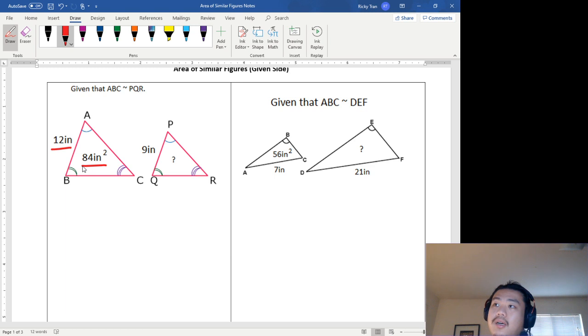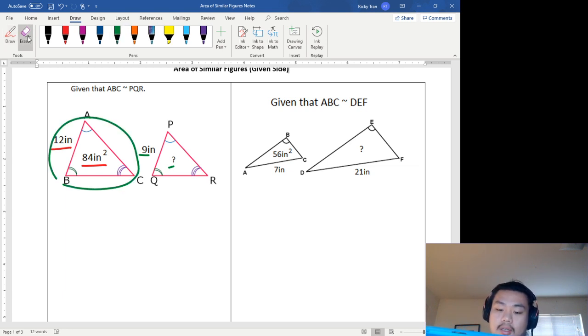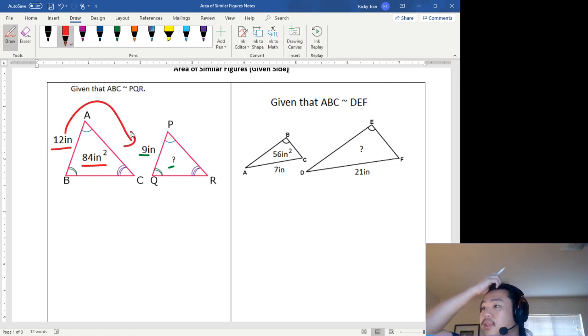And 9 is going to be the side for the second shape, and we're trying to find its area. So the first thing we want to do is just find the scale factor. Since this shape is going to this shape, we're actually going to put that over the other.